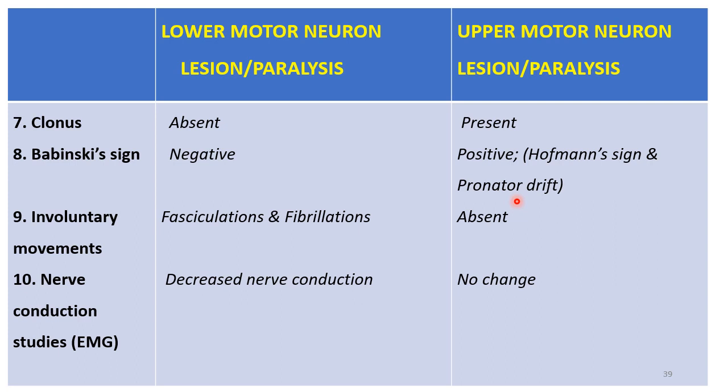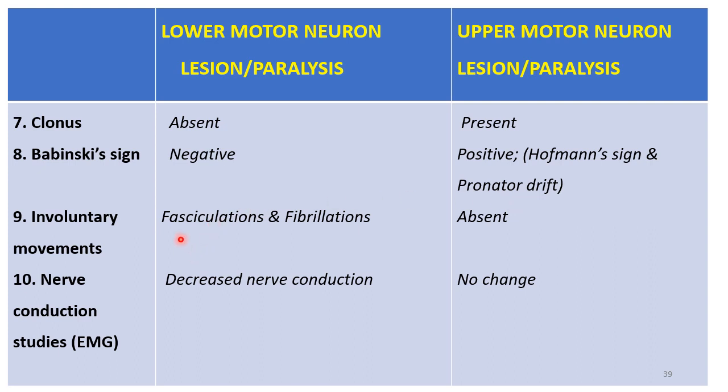So I again repeat, in pronator drift, you tell the patient to keep his arms stretched with the palms facing upwards and to close his or her eyes. When he closes the eyes, the affected arm pronates. So this is known as pronator drift. This is seen in the upper motor neuron lesion.